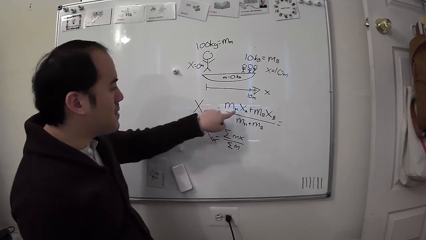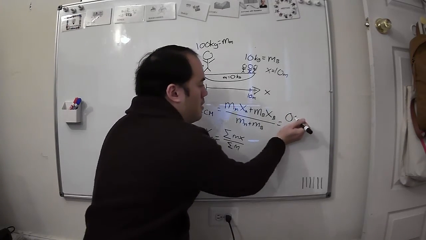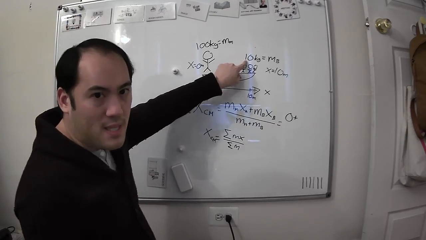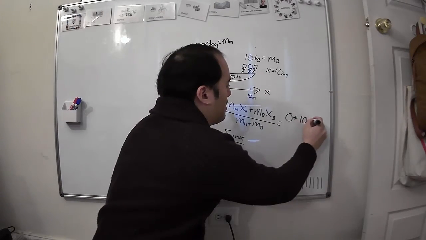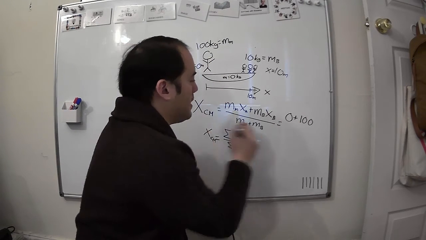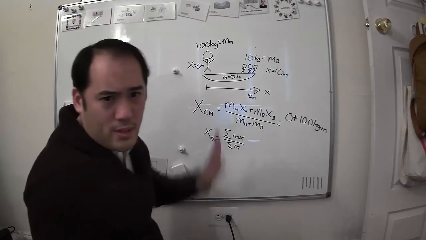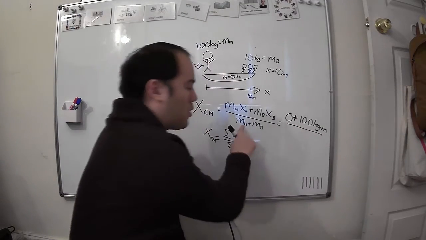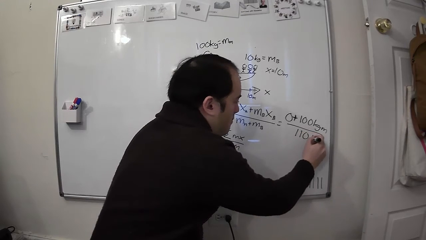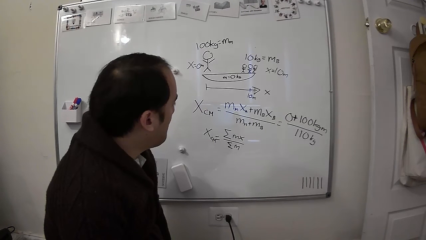100 kilograms times 0 meters. Oh, easy. 0. 10 kilograms of baby at 10 meters is 100 kilogram meters. A weird unit, don't worry about it. And total mass, 110. Thus, physics was done, right?